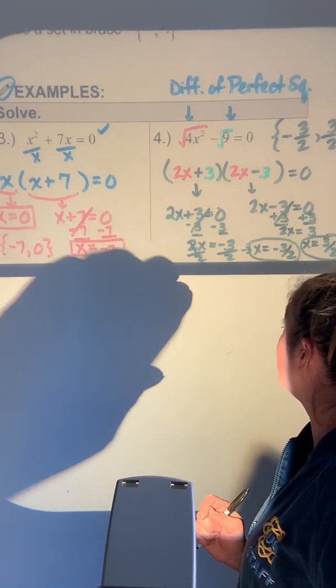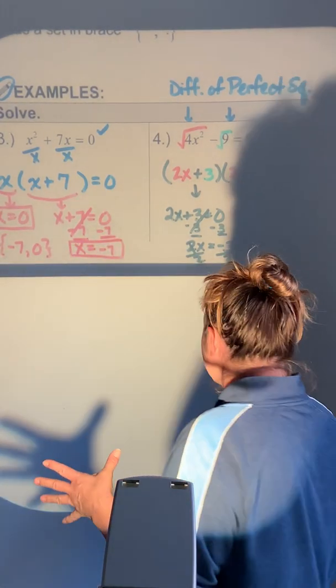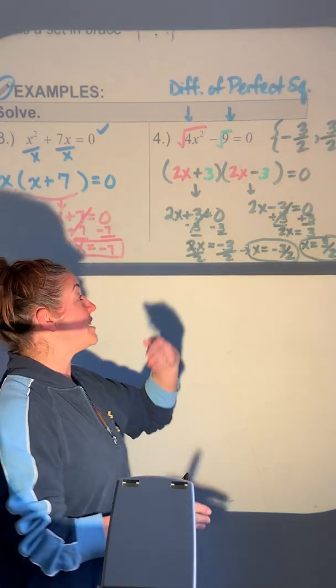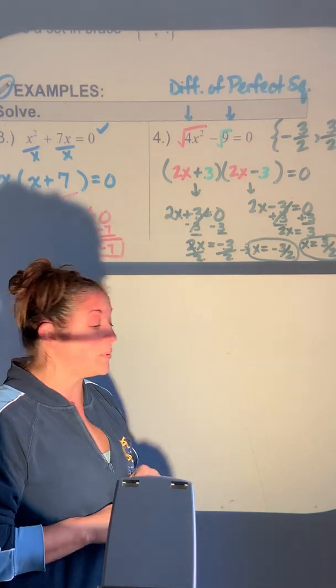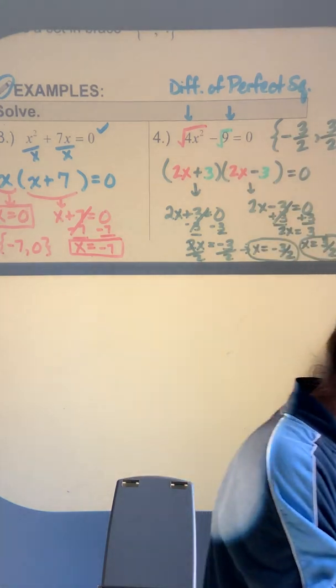So here are two examples where it was already set equal to 0. Awesome. So we just had to move on to that second step where we had to factor. Let's see what the next example holds for us.